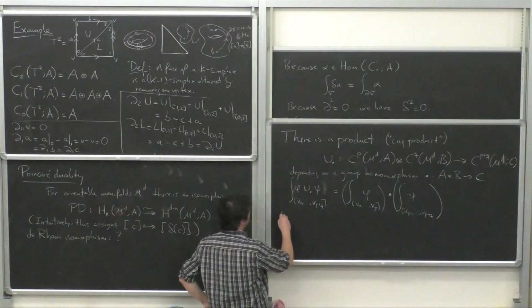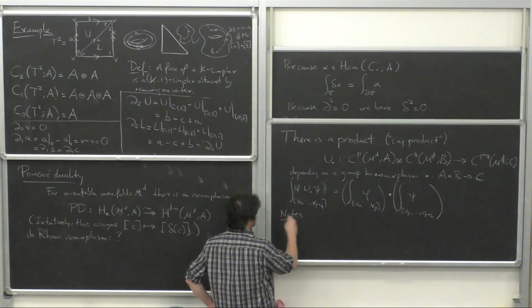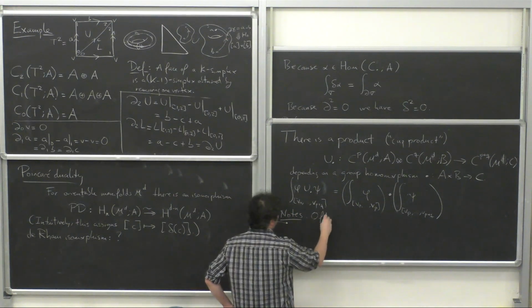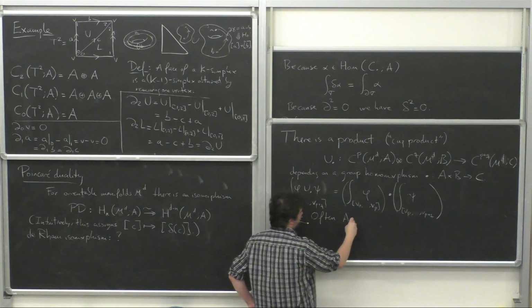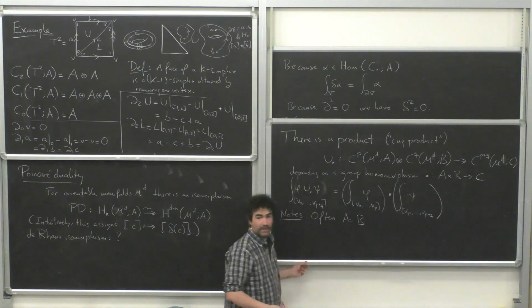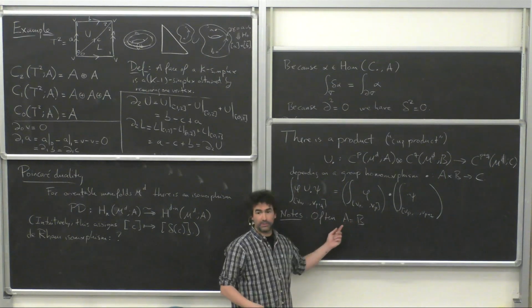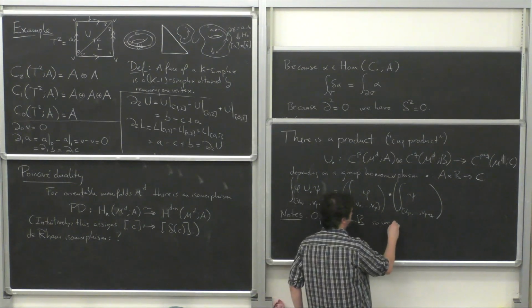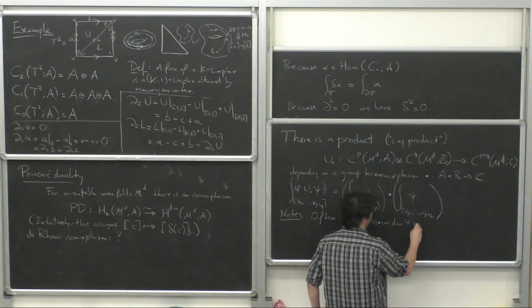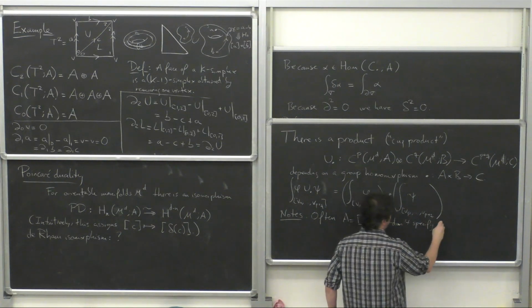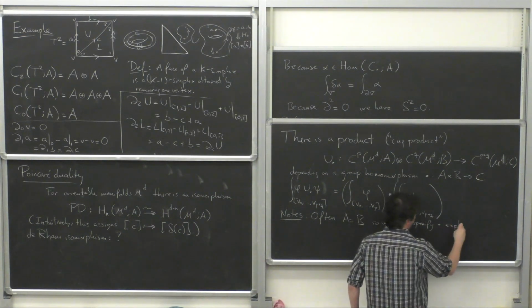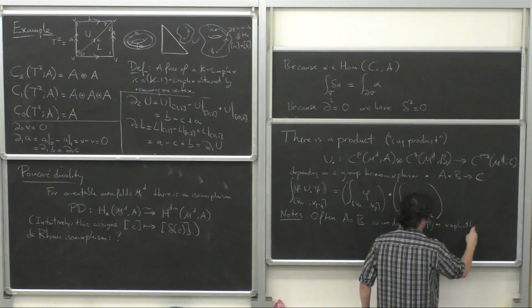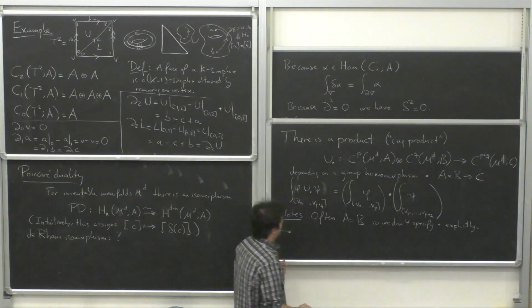So a few notes. Often A and B are the same. And if they're the same, there's a natural product. These are abelian groups, so you can take the product in the abelian group. So that's one typical case.